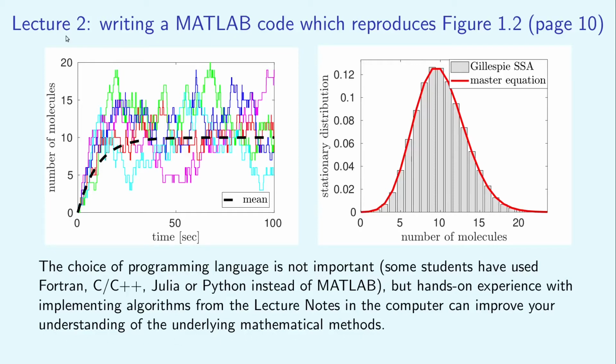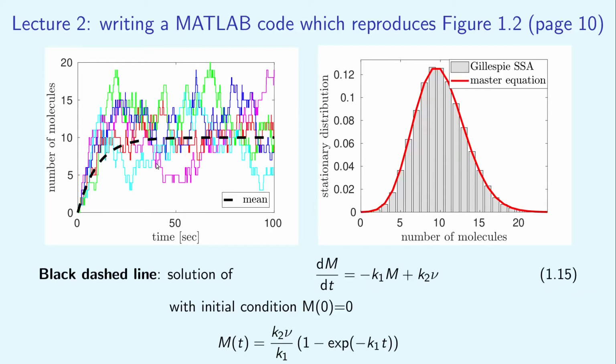In this lecture, we will be discussing how you can write a MATLAB code which reproduces figure 1.2 on page 10. It has the following two panels. The left panel of figure 1.2 shows results of 5 realizations of the SSA A3D3 together with the mean MT, which is plotted as this dashed line. Let us start with plotting this dashed line.